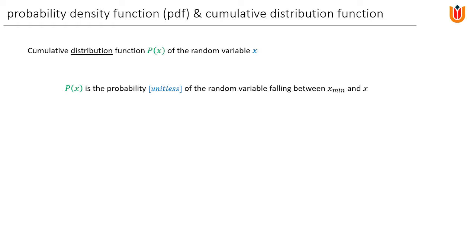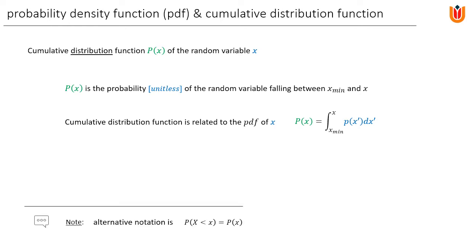Next, we define the cumulative distribution function, capital P of x, of the random variable, which gives the probability, so the pure probability, unitless, of this random variable falling somewhere between the minimum of the interval, x min, and a certain value of x. Of course, the cumulative distribution function is then related to the probability density function through this integral relation. So the cumulative probability is given by the integral from x min to x of the probability density function. And a short note here, alternative notations for the cumulative distribution function are given here.